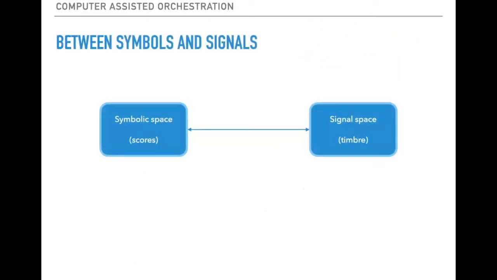So I would say that the basic idea behind assisted orchestration is that we want to make connections between the symbolic space of scores. So music can be seen as a bunch of symbols, right? Like notes, pitches, instruments, and durations. But at the same time, music can be seen as something that exists in the signal space, like timbre, like a raw sound file. So the idea is that assisted orchestration can be the link between these two, can make connections between the timbre space or the signal space and the symbolic space of scores.